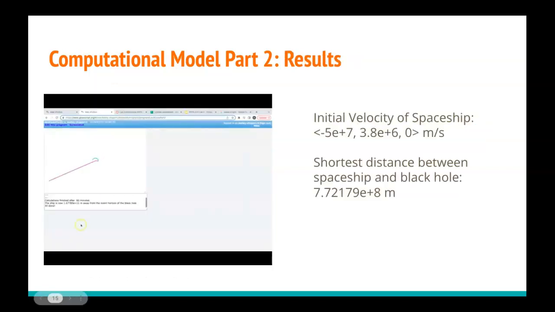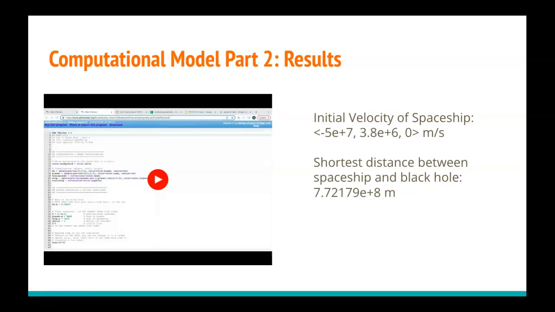Here are the results from part 2 of the lab. The initial velocity of the spaceship was found to be -5 times 10 to the 7th in the x direction and 3.8 times 10 to the 6th in the y direction, meters per second. The shortest distance between the spaceship and the black hole was 7.721 times 10 to the 8 meters.